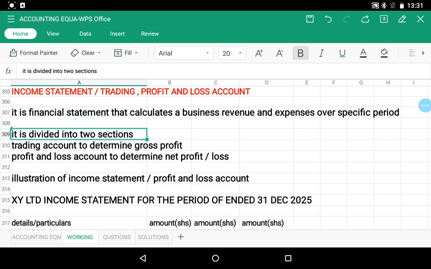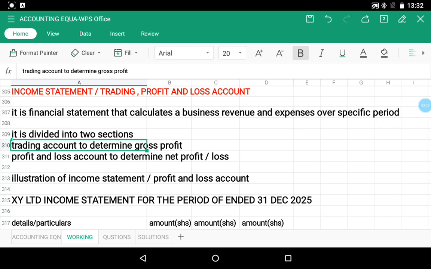When we go here, they have said the income statement is divided into two sections, like I told you at first. It combines two accounts. The trading account is the one we prepare to get gross profit or gross loss. After getting net revenue, you subtract the cost of all goods available for production or purchasing.